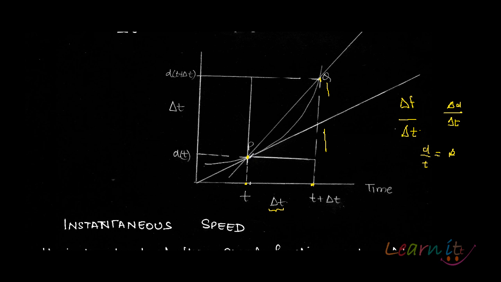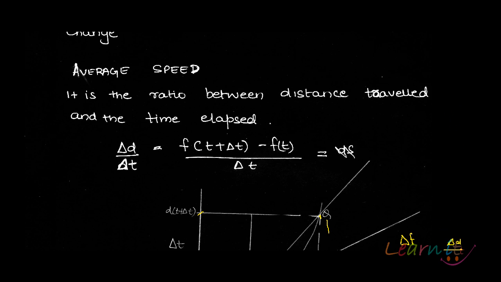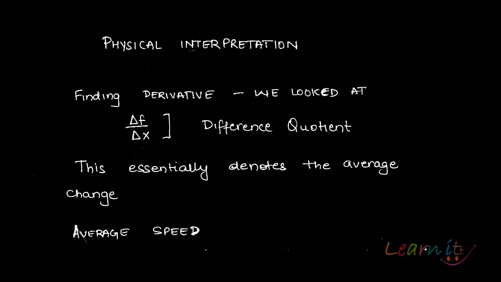So essentially the difference is 2 minutes. I travel from 8 to 10 kilometers, okay. So that means 2 kilometers in 2 minutes. That means on an average I am traveling 1 kilometer in 1 minute, right? So that is the average speed.